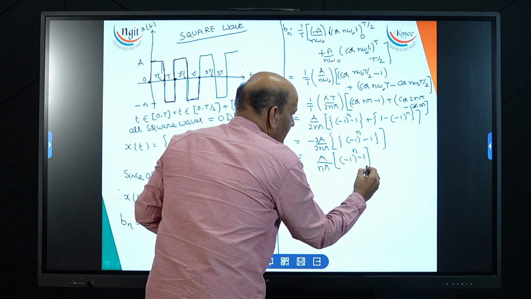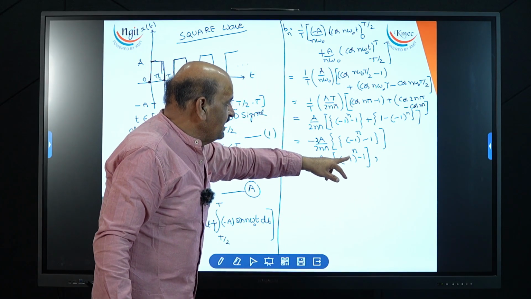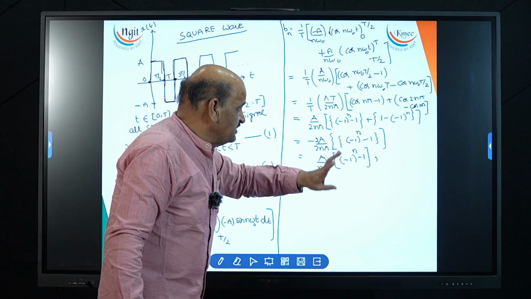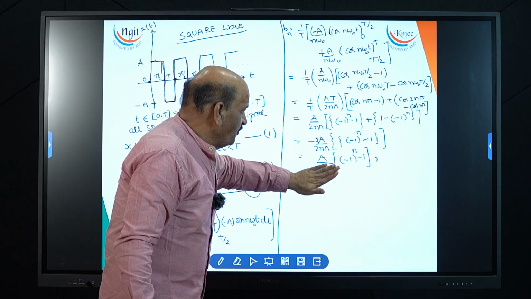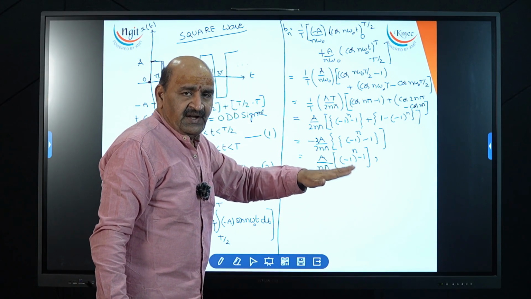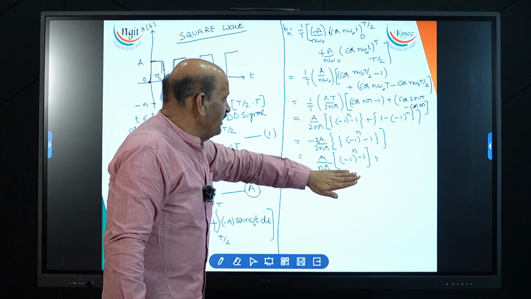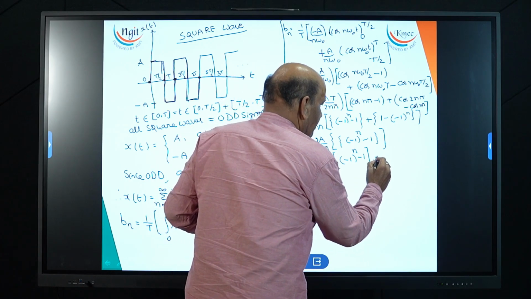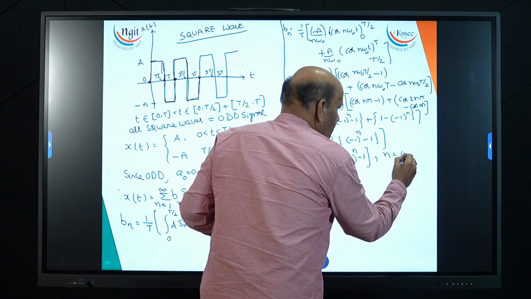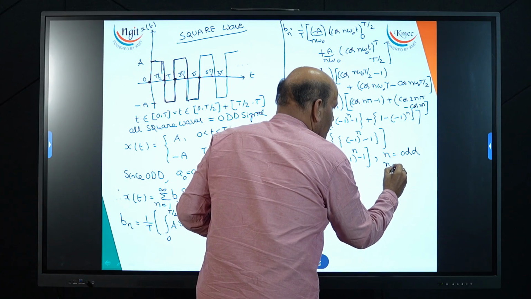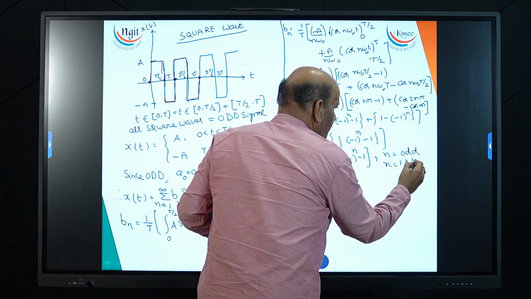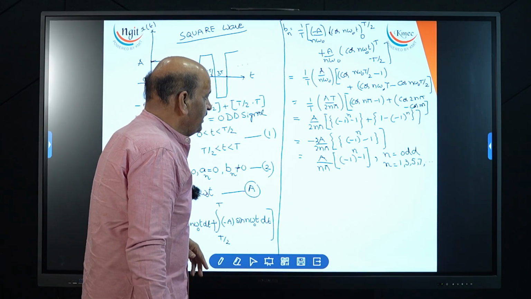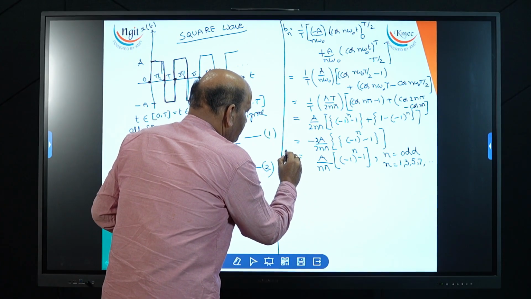Now just look at, if a equal to, for example, a equal to 2, minus 1 whole square is 1, 1 minus 1 is 0. For a equal to 4, the entire value equal to 0. For 2, 4, 6, 8, 10, 12, all even values, the value equal to 0. So if it equals 0, no series exists. So this series exists for what? N is odd. N is odd means 1, 3, 5, 7, etc. N is equal to odd.